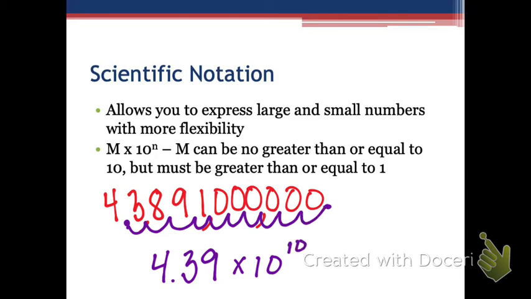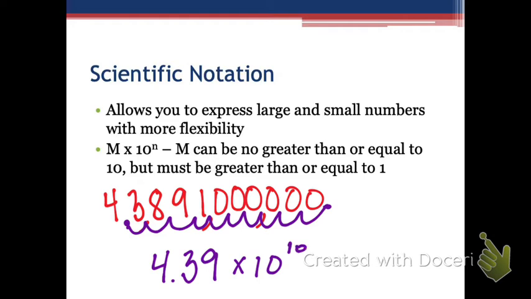Now, tell me, why did I make this 4.39 instead of 4.38? This digit right here causes that to round. Now, if I hadn't given you a specific number of decimal places in my problem, you could have put 4.3891, all the digits that we know. But I asked you to write it in scientific notation with 2 decimal places, meaning 2 digits after the decimal. Is that clear?